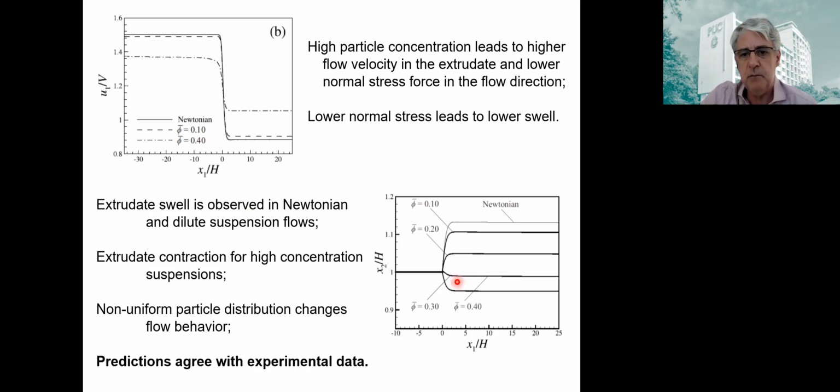This is what I'm showing in this plot, where I'm showing the profile of the free surface for a Newtonian liquid, where you see an exudate swell a little bit more than 10%. As you increase the particle concentration, the exudate swell becomes weaker and weaker. Then when we go to a particle concentration of 40%, you see that there is an appreciable contraction of the exudate. Again, these predictions agree with the experimental data, and they show that even with the Newtonian behavior that we are assuming here, you can completely remove the exudate swell just by considering the non-uniform particle distribution within the flow.